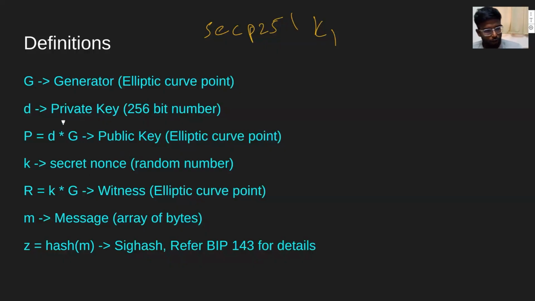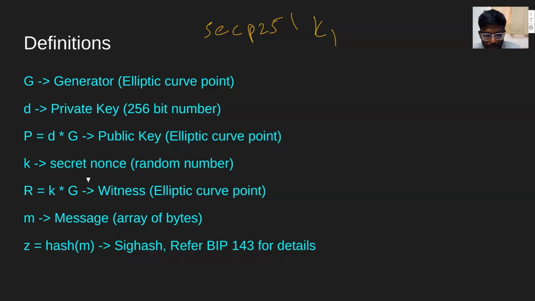Every Bitcoin user should have at least one key, so one private key they need to hold. So we have a private key d and a corresponding public key, which is a point on the elliptic curve. It is computed as a scalar product of d times capital G. And we have a secret nonce, k. A nonce is a random number generated using a random number generator. If you are familiar with programming, you would have definitely encountered a random number generator in your favorite programming language.